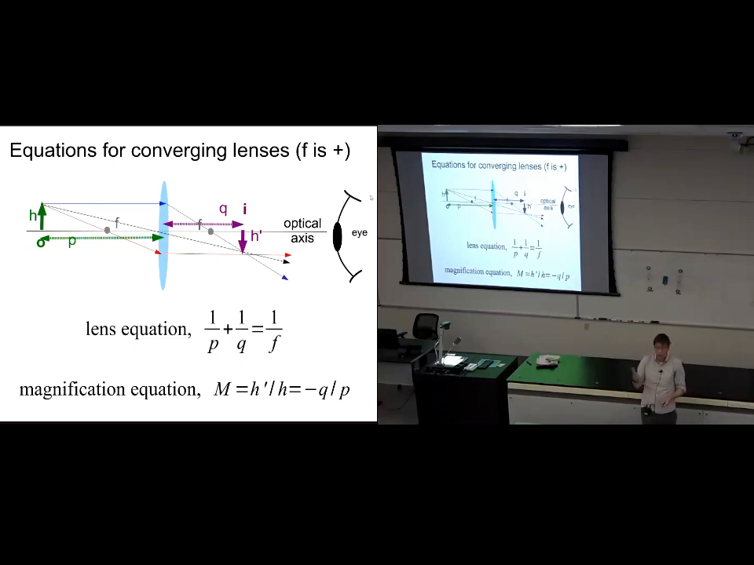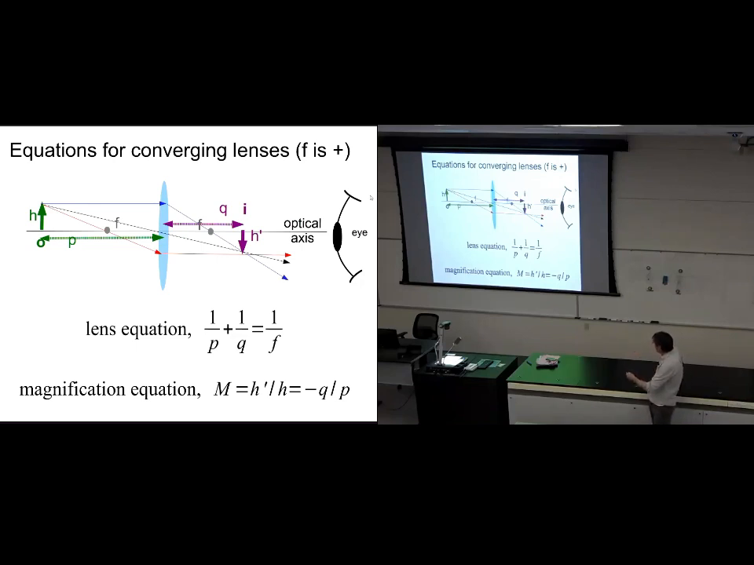We'll see it works for converging lenses. We see that it works for diverging lenses. And so we're lucky, we're fortunate. No new equation to recall. The lens equation is the same as the mirror equation.